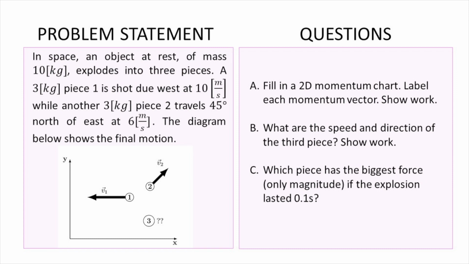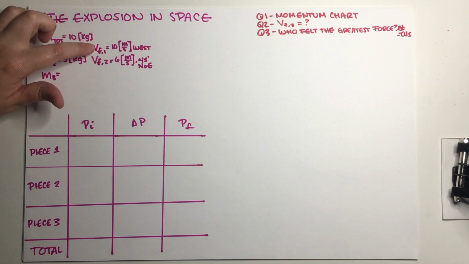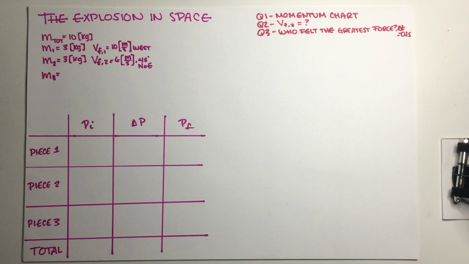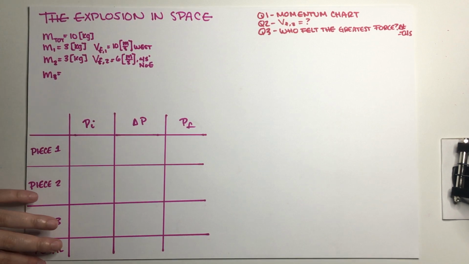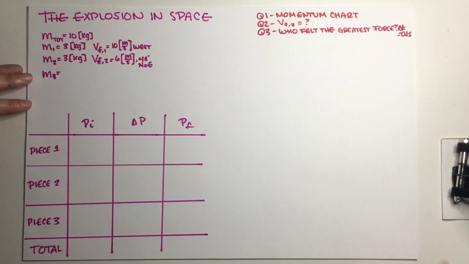The questions we have to follow are, first of all, a complete momentum chart, then we need to figure out the speed and direction of the third piece, and then an extra question about the forces that all of the objects are feeling. As you can see, I've written all of the relevant information here in my notes. I have the total mass, mass 1, mass 2, but I don't have mass 3. I have the final velocities of pieces 1 and 2, but no information about piece 3 at all. Let's go ahead and start, answering in order, starting with the momentum chart.